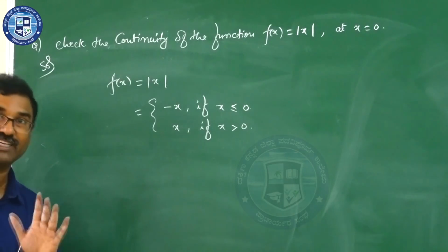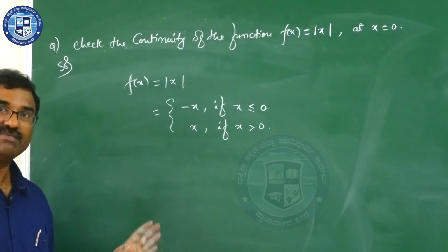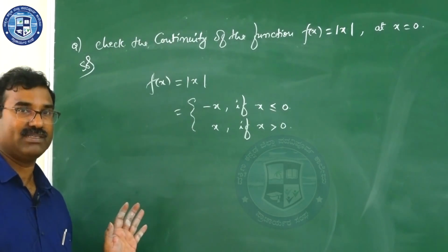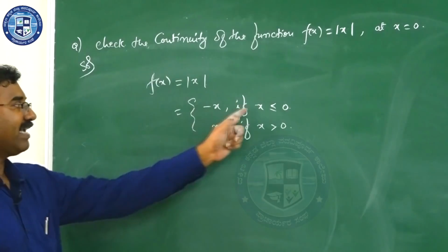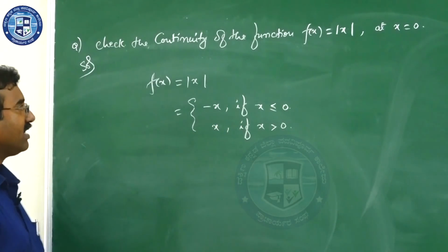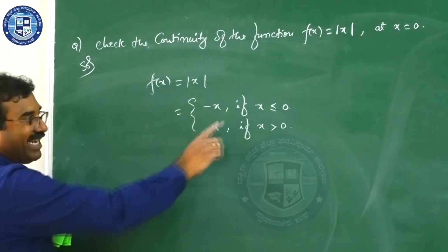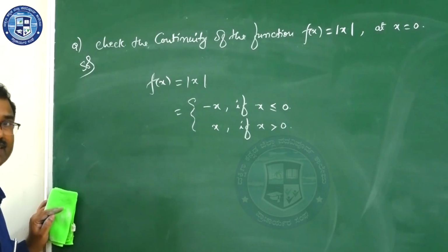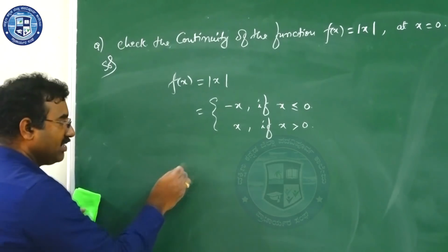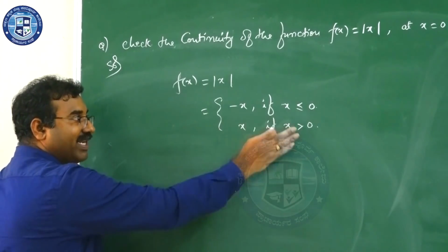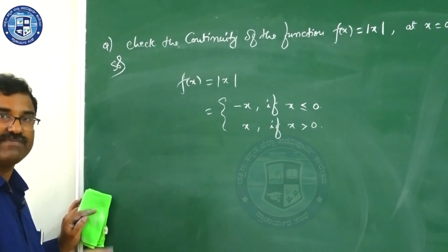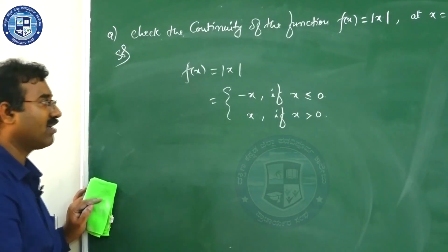I am not using graphs. I told you, though I know the graphs, I am not using them now. I am working with the help of the limits concept. Minus x if x is less than or equal to 0, and plus x if x is more than 0. Now, it is very clear the function is splitting at x equal to 0. So then I need to work it out. When you are working at 0, you have to go for left hand and right hand limits compulsorily.